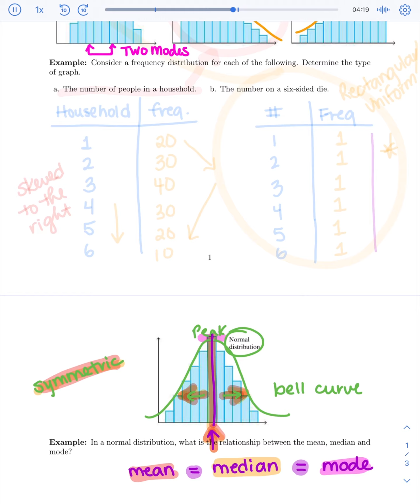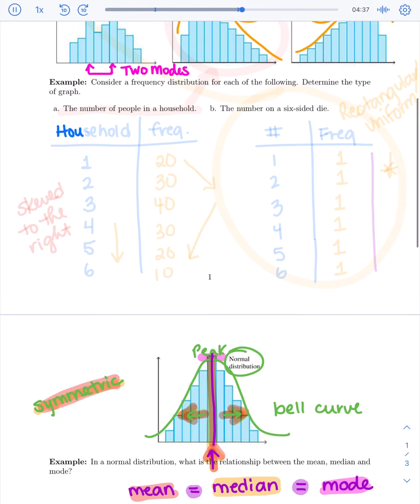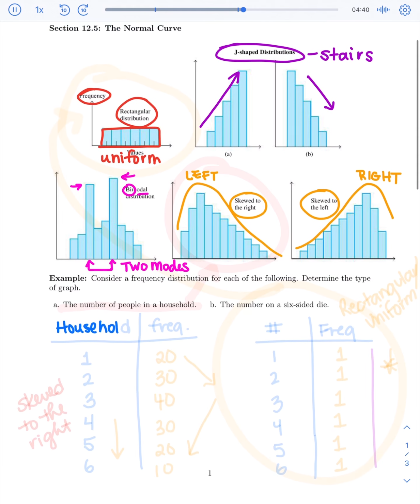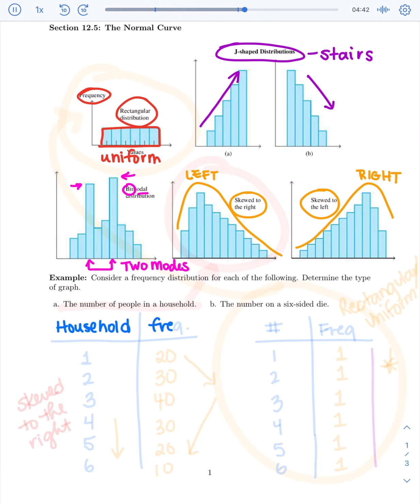So what we have are two real-life examples that we want to figure out, just by thinking of what it is, as to what kind of shape it would probably provide us. In part A, the number of people in a household. So you'd have your household and then your frequency. Let's start out with one person, then we'd go up to 2, 3 people, 4 people, 5 people, 6 people.